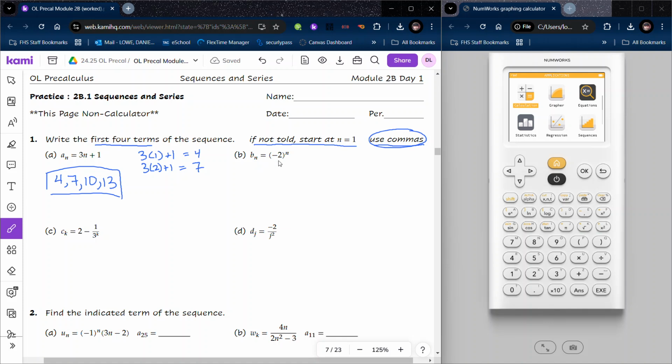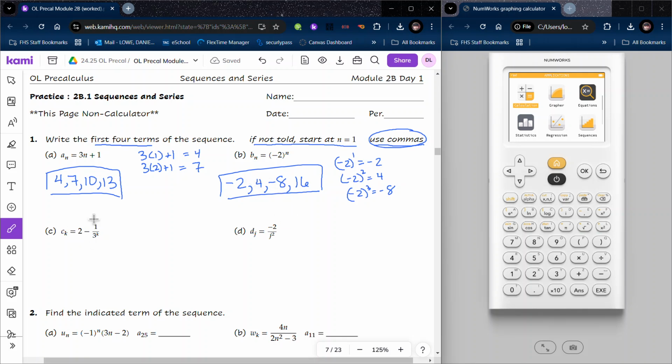If I have for part B, negative 2 to the n, remember, if we're not told, start with n equals 1. So I have negative 2 to the first power, which is negative 2. Then negative 2 to the second power, which is equal to 4. Then negative 2 to the third power, which will be negative 8. So my terms are negative 2, then 4, then negative 8. And realize that each time I'm multiplying by negative 2, so my fourth term would be 16. This is what we call an alternating sequence because I alternate between positive and negative terms.